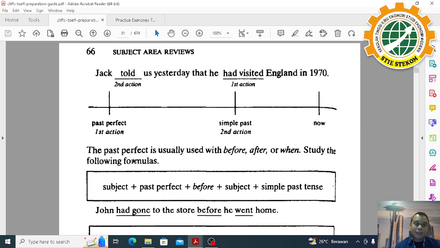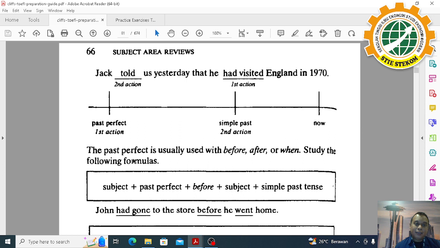Subject past simple atau simple past tense, after subject past perfect. Jadi di sini kalau kita menggunakan kata before maka past perfectnya dulu. Okay. Tapi kalau kita pakai kata after maka past simplenya dulu. John went home after he had gone to the store. Ya, jadi John pergi ke rumah setelah dia telah pergi ke toko. Ya. John telah pergi ke toko sebelum dia pulang.